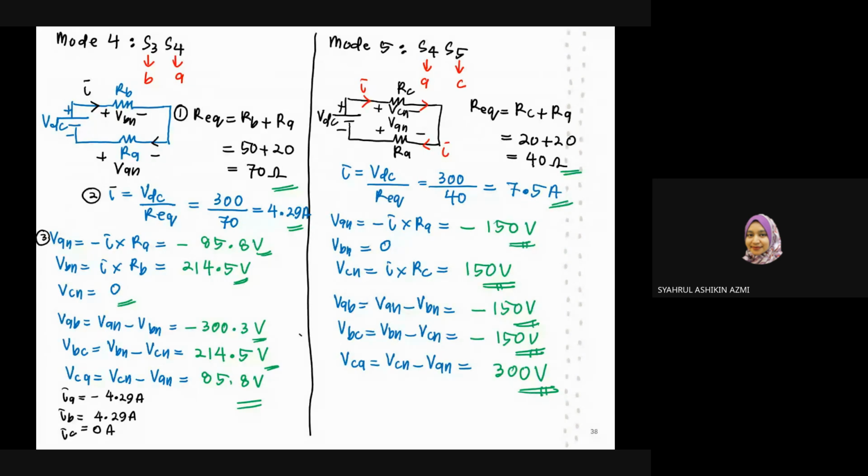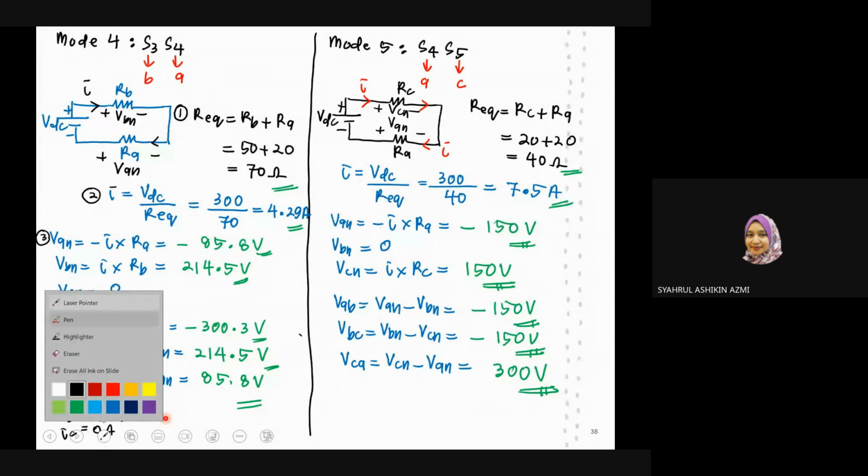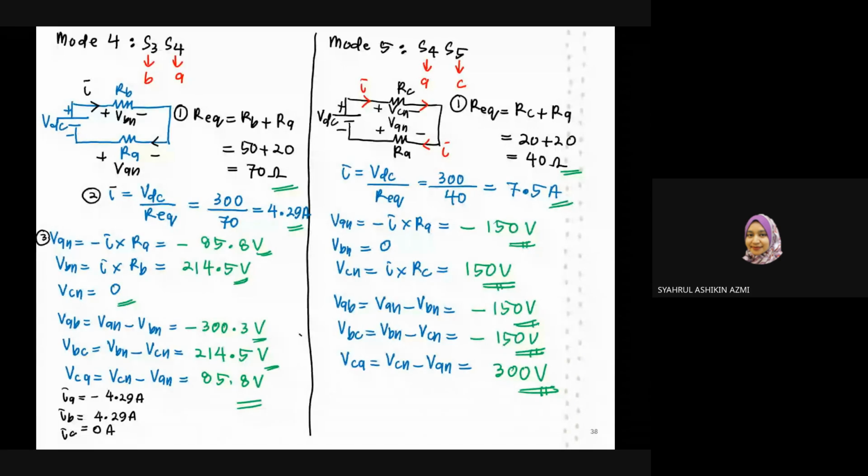So for mode number 5, you have S4 and S5 that being turned on. Okay, S5 is the upper switch for phase C, S4 is the bottom switch for phase A. So this is the equivalent circuit. Again, the same thing. You need to find the equivalent resistor, RC plus RA. You get 40 ohm. Here, step number 2, you need to find the current. You get 7.5 ampere. Step number 3, you need to find your phase voltage.